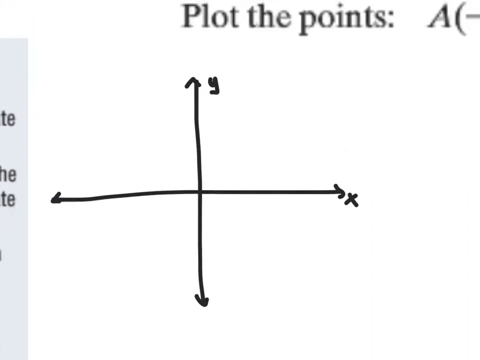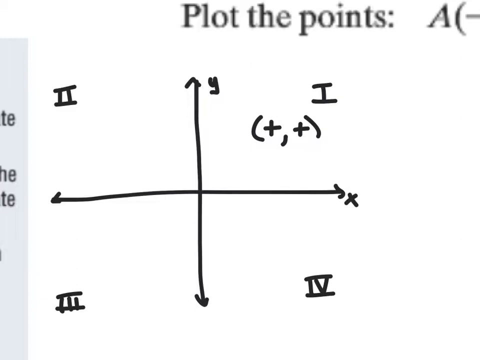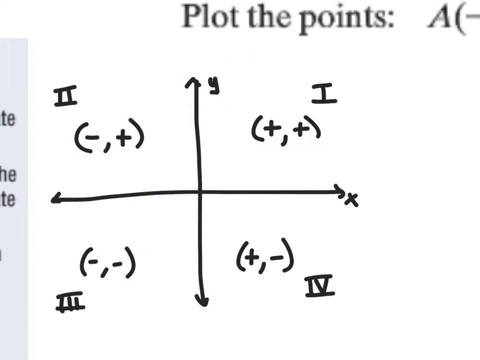Well, hold on, let's do this. Here's quadrant 1, quadrant 2, quadrant 3, and quadrant 4, okay? In quadrant 1, I know that the x value is positive and the y value is positive. In quadrant 2, I know that the x value is negative and the y value is positive. Quadrant 3, I know that they are both negative, and that in quadrant 4, the x value is positive and the y value is negative, okay? So that's what we have.